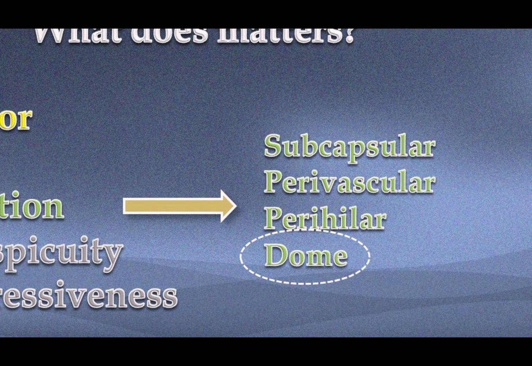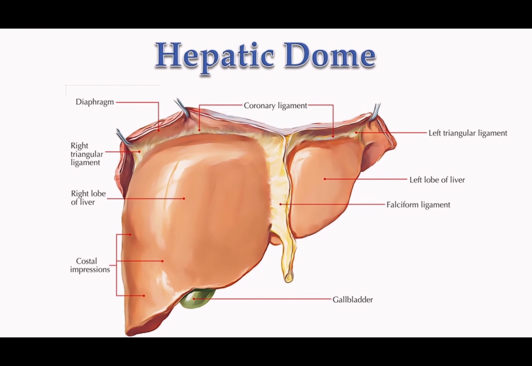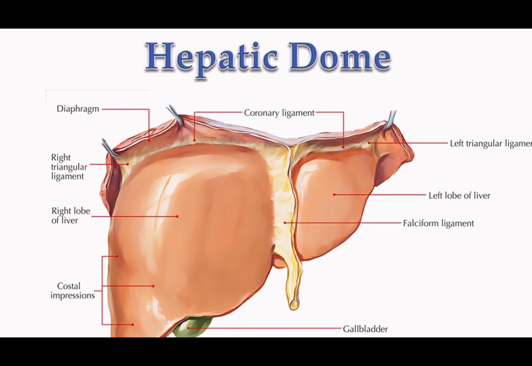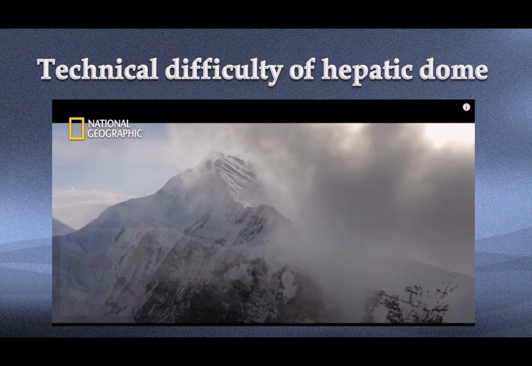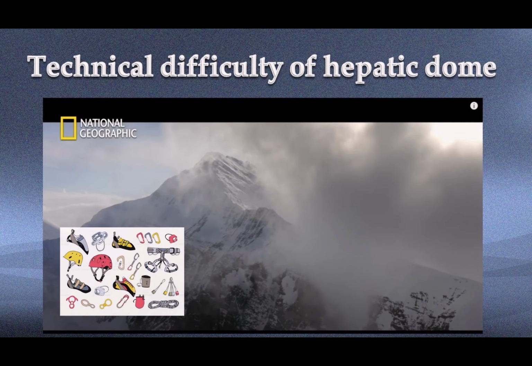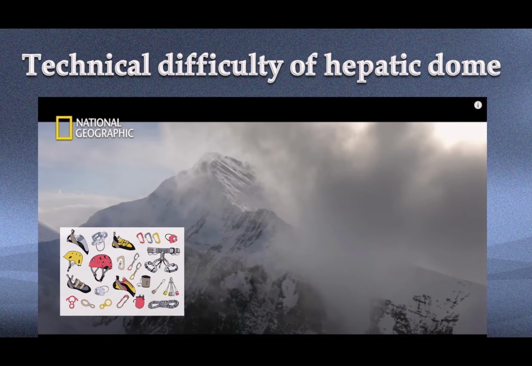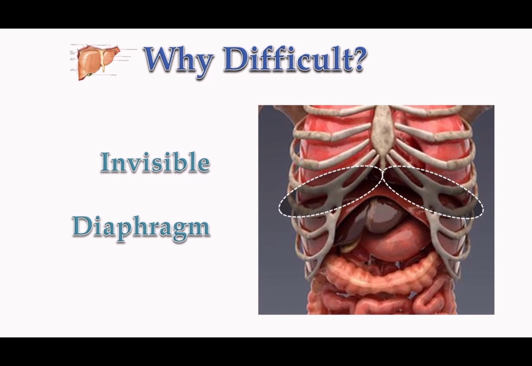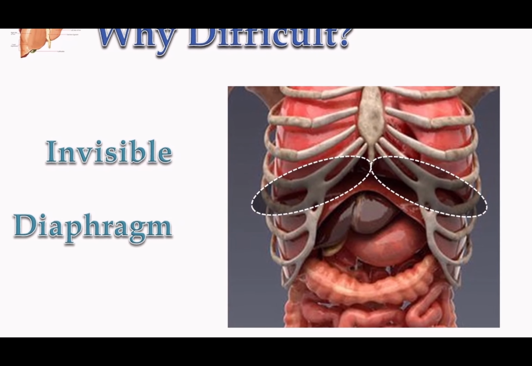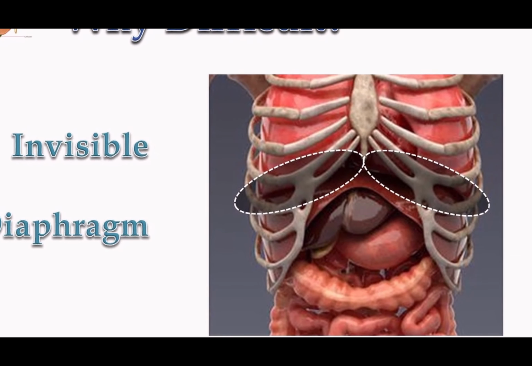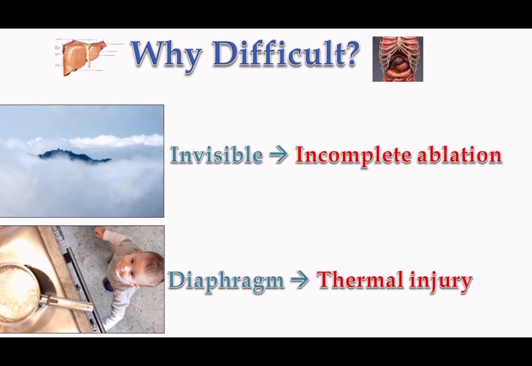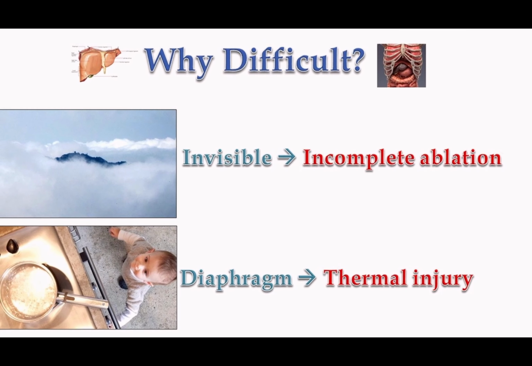Why is a hepatic dome lesion difficult to ablate? Because, as you can see, a tumor usually cannot be visible on ultrasound, and also there is a possibility of thermal injury. If you want to climb the Himalaya, you need proper preparation. Invisible and adjacent to the diaphragm, that's the problem in achieving the best result. If you cannot see the tumor clearly on ultrasound, there is a possibility of incomplete ablation. If you ablate too close to the diaphragm, we can suffer thermal injuries.